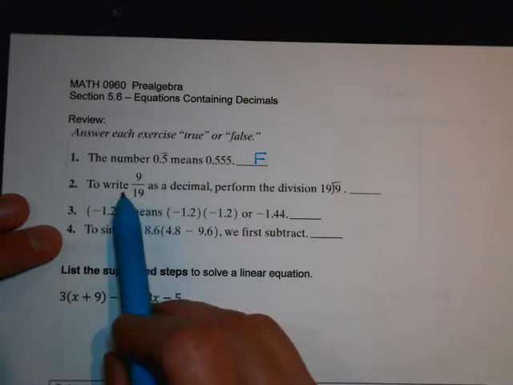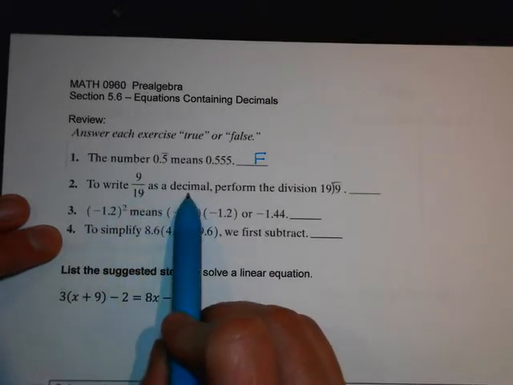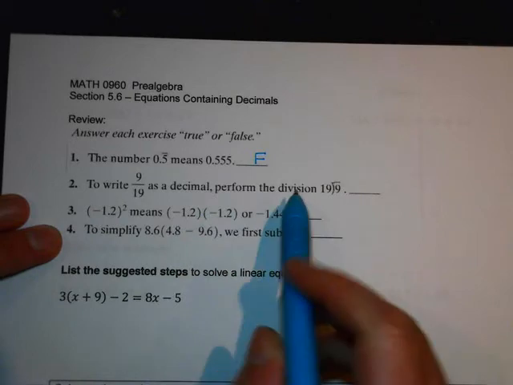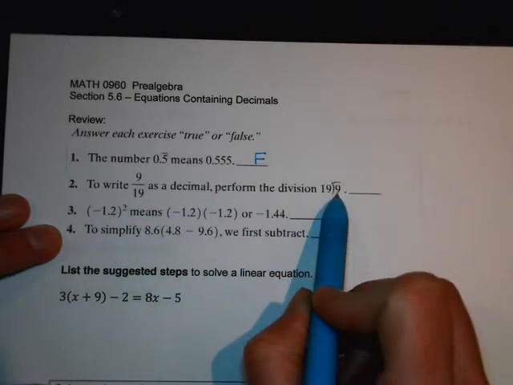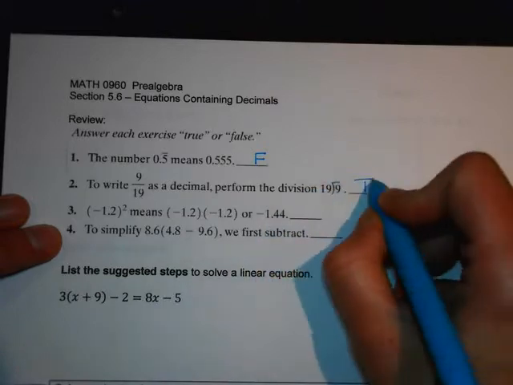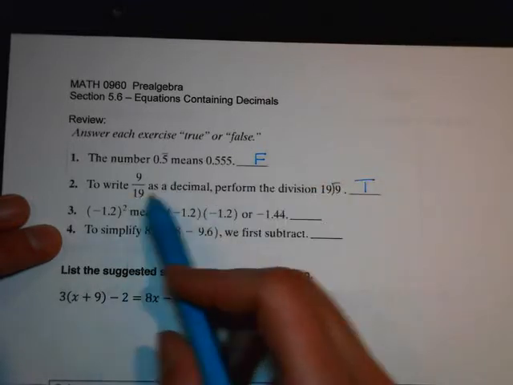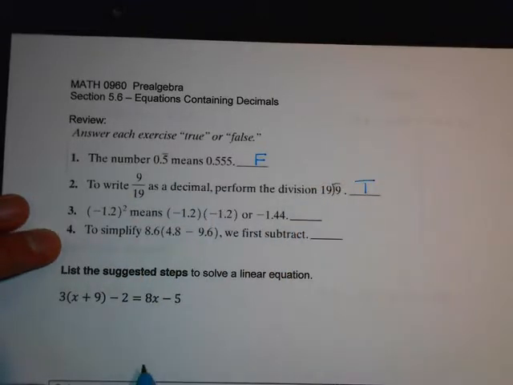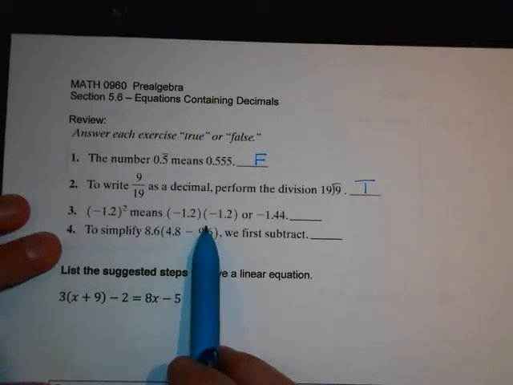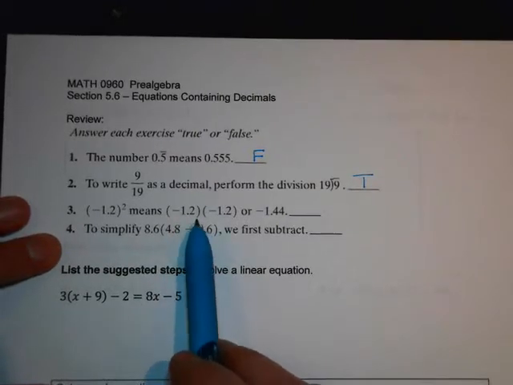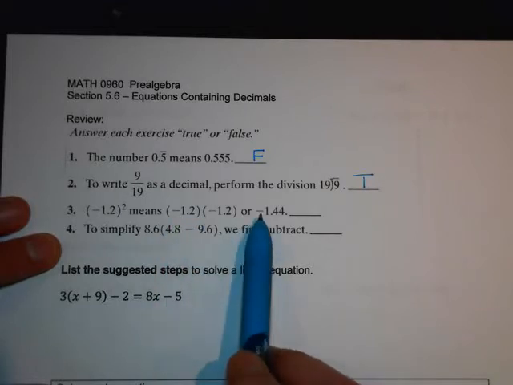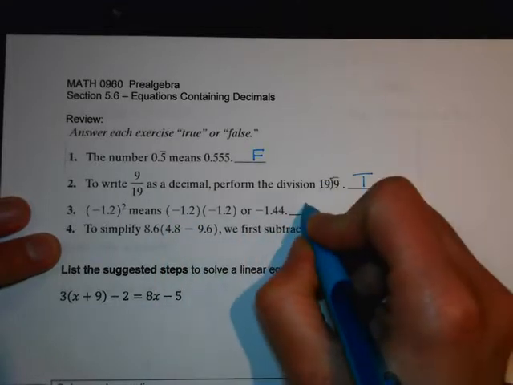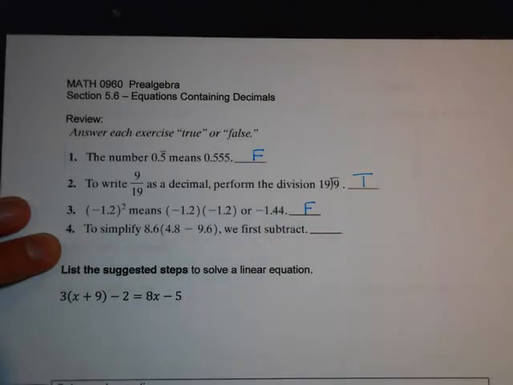All right, it says to write 9 over 19 as a decimal, perform this division. Right, so that looks good. Remember, the numerator goes inside, and then the 19 goes on the outside, so the denominator goes on the outside, so that looks good. This is false. Why is this false? Well, a negative times a negative is going to be a positive. So I know that that's got to be a false statement.